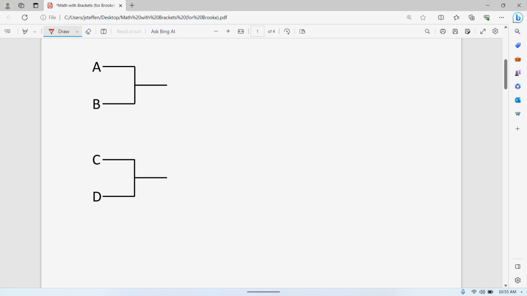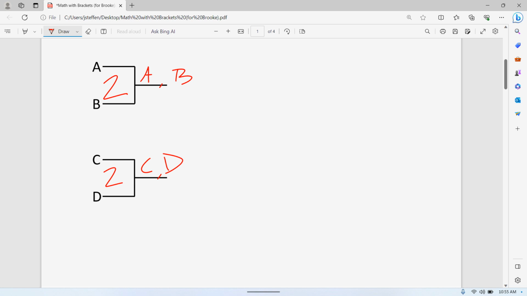So first, we're going to look at just these first two games, and the number of outcomes we have. The number of outcomes between A and B: well, either A can win or B can win. There are two outcomes. That's it. Same thing with the next one. It's either C or D. There are two outcomes. So I'm going to make a list of what these outcomes could be.